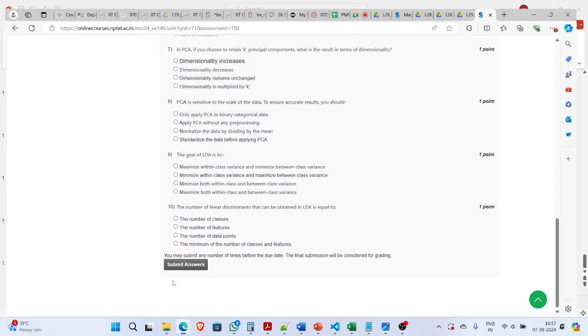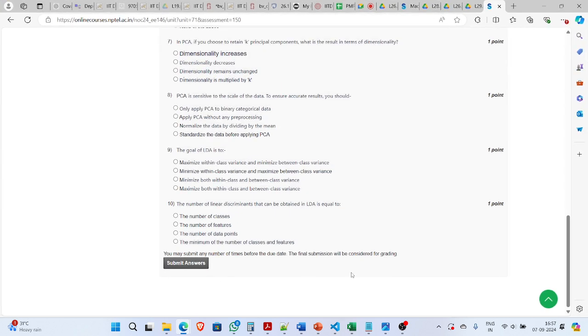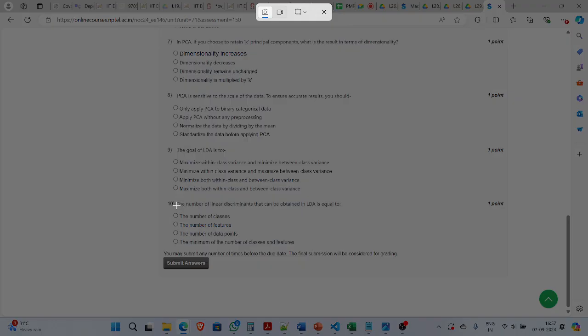Next is: the number of linear discriminants equals the number of classes. Okay, simple, in LDA.